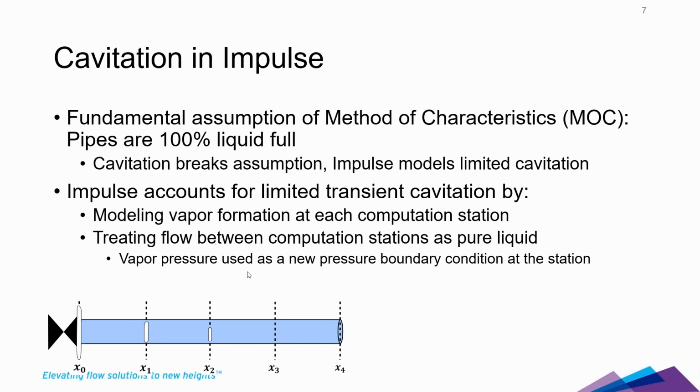So when the vapor pressure is reached at a computation station, then that vapor volume begins to form. So the vapor pressure is going to be assigned as a new boundary condition at the station. Once cavitation starts to happen, the pressure at this station is going to be set to vapor pressure. At least that's if you're using the vapor cavity model. We'll talk a little bit more about that in a little bit.